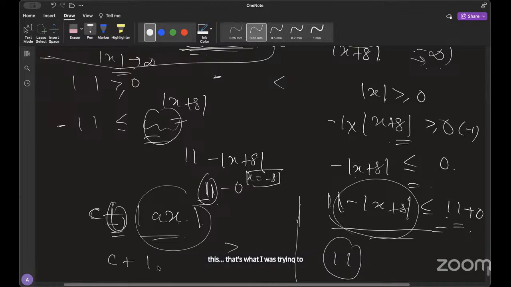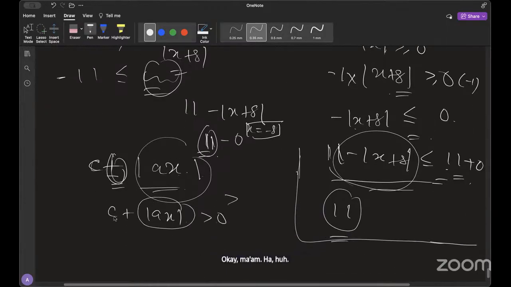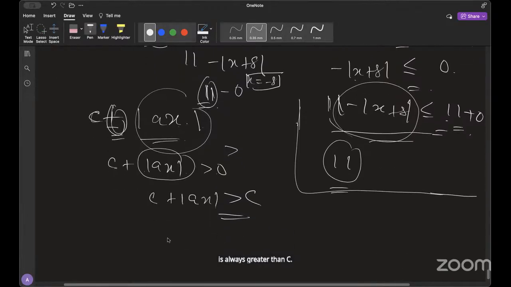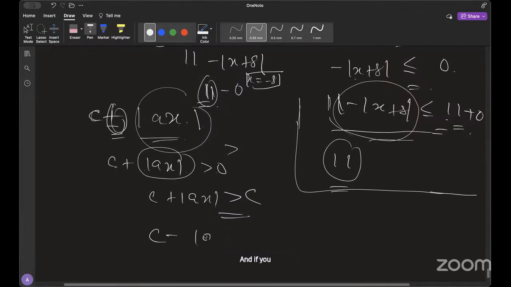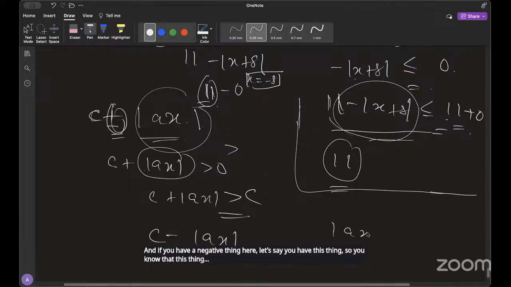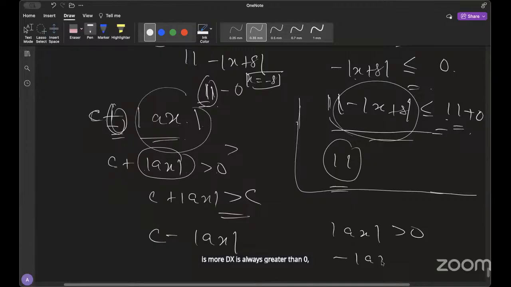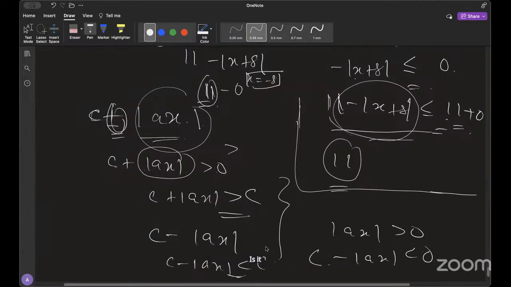If you have C plus this thing, this is always greater than 0. So C plus this thing is always going to be greater than C. So this thing is always greater than C. And if you have a negative thing here, let's say you have this thing. So you know that mod AX is always greater than 0. Minus mod AX is always less than 0. So you'll have C minus mod AX, and this thing will be less than C. Is it fine now? Okay, ma'am.